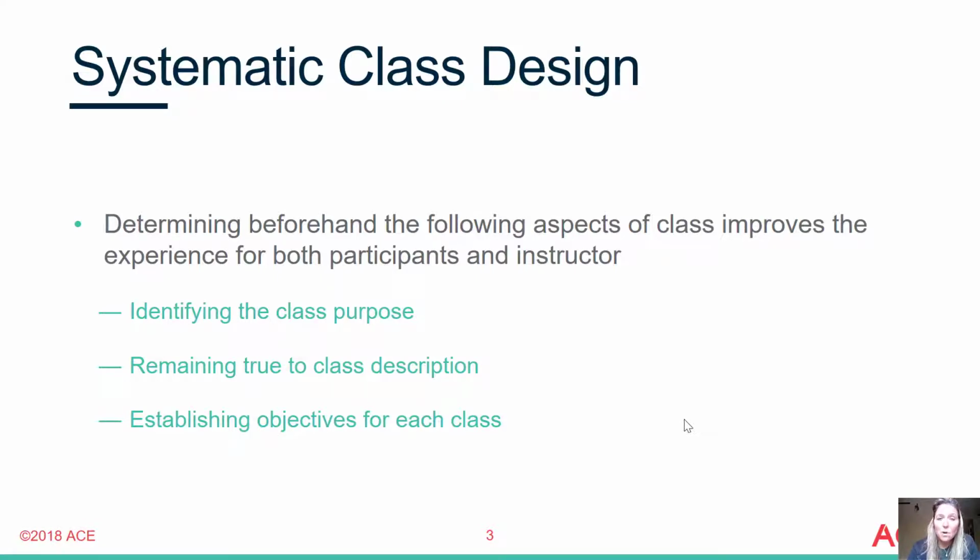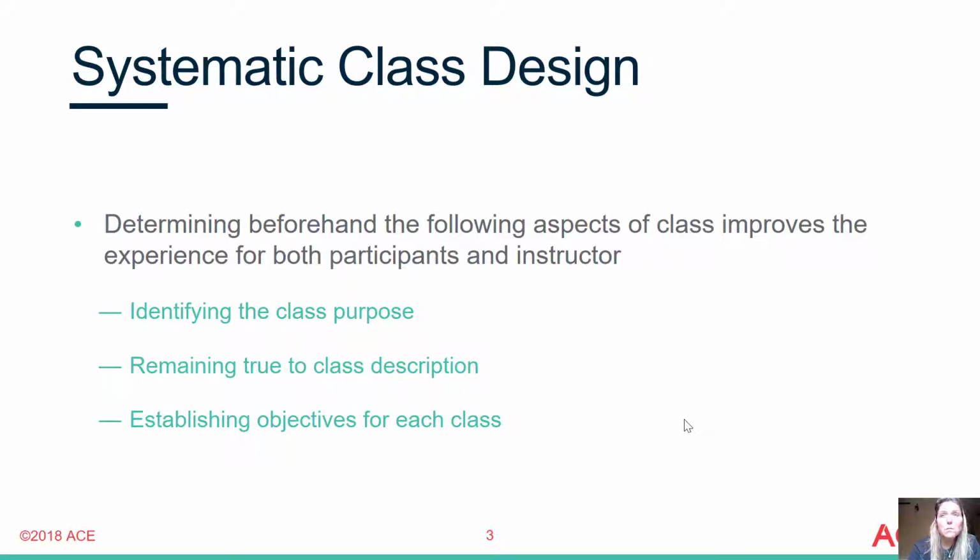Determining beforehand these aspects of class can definitely improve the experience not only for our participants but also for the instructor. So first of all, we want to identify the class purpose. What is the goal of your class? And what are the types of participants that you're trying to attract into your class? For example, maybe it's an indoor cycling class with a goal to increase cardiorespiratory endurance. Or maybe it's a yoga class that's designed to decrease stress and promote relaxation.